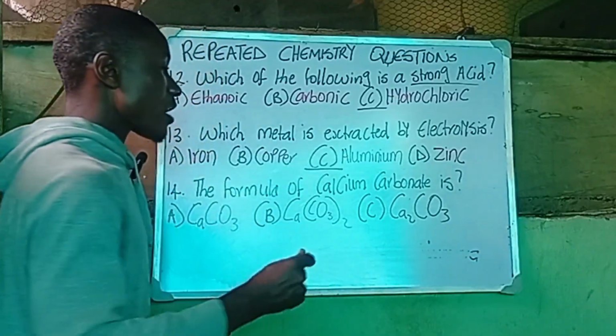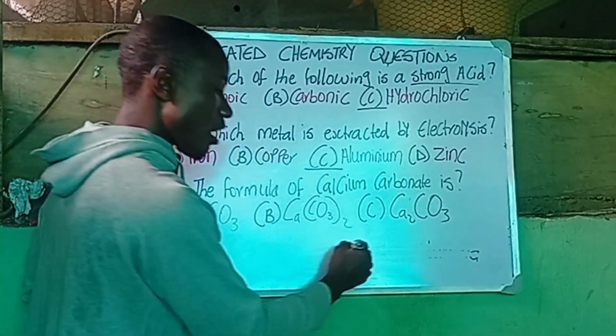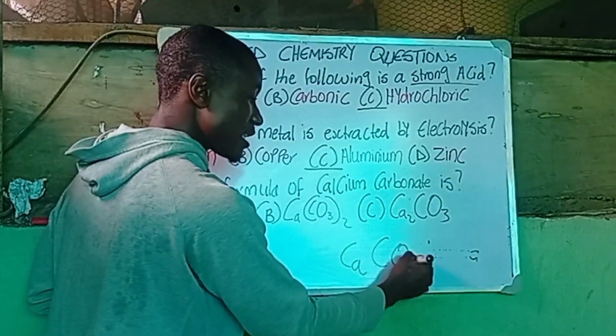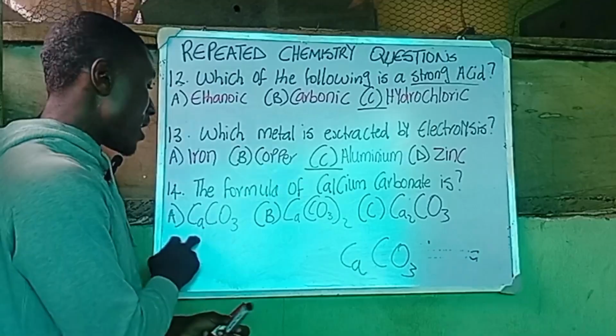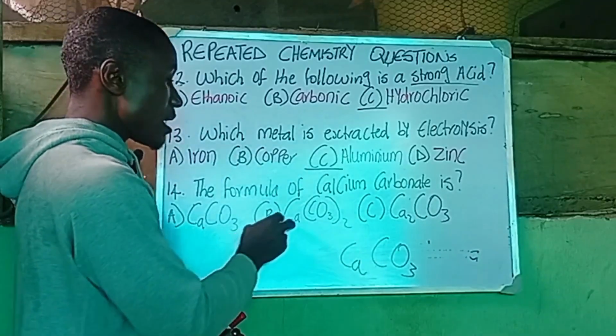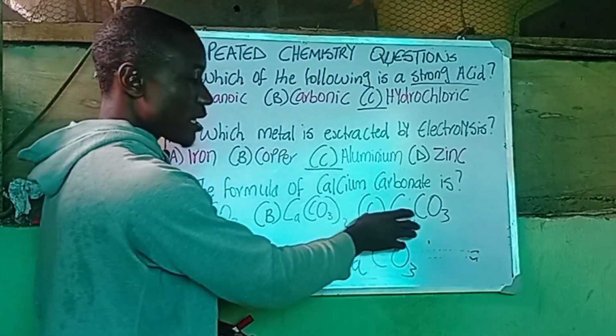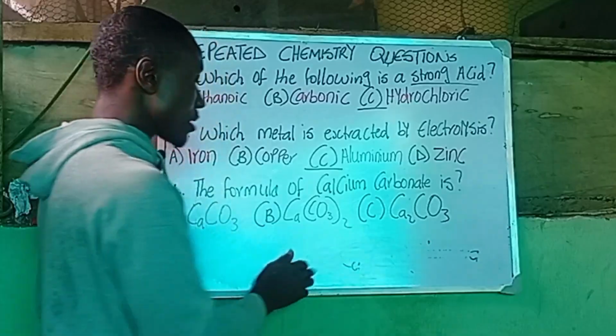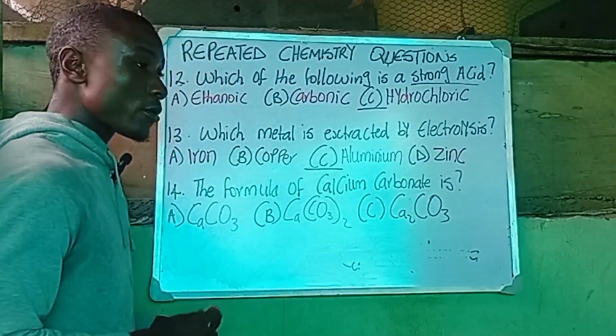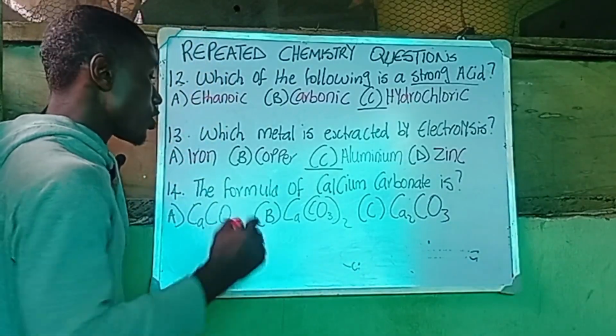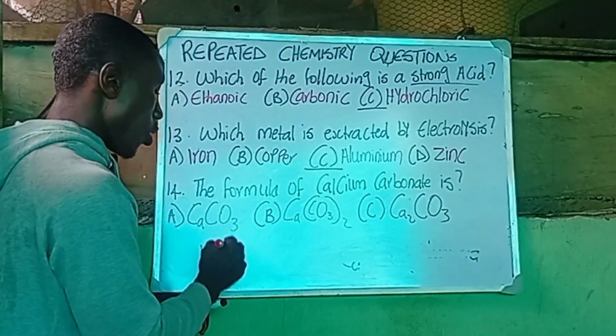We have question number 14. The formula of calcium carbonate is CaCO3. So let's check the options. We have A, CaCO3, B, Ca(CO3)2, and C, Ca2CO3. The correct option is calcium carbonate, which is CaCO3 in the ratio of 1 to 1.